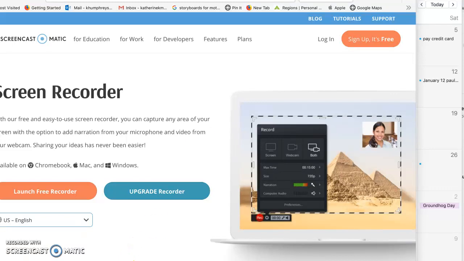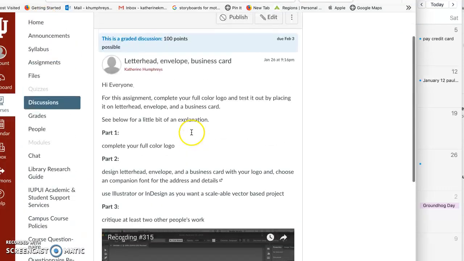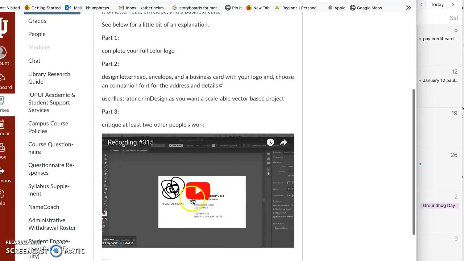Hi everyone, this week we are going to get your letterhead, envelope, and business card going. You're going to take your logo and put it on all of those. I've created a little demo that might help. If you're familiar with Illustrator, you shouldn't have any problem with this task.